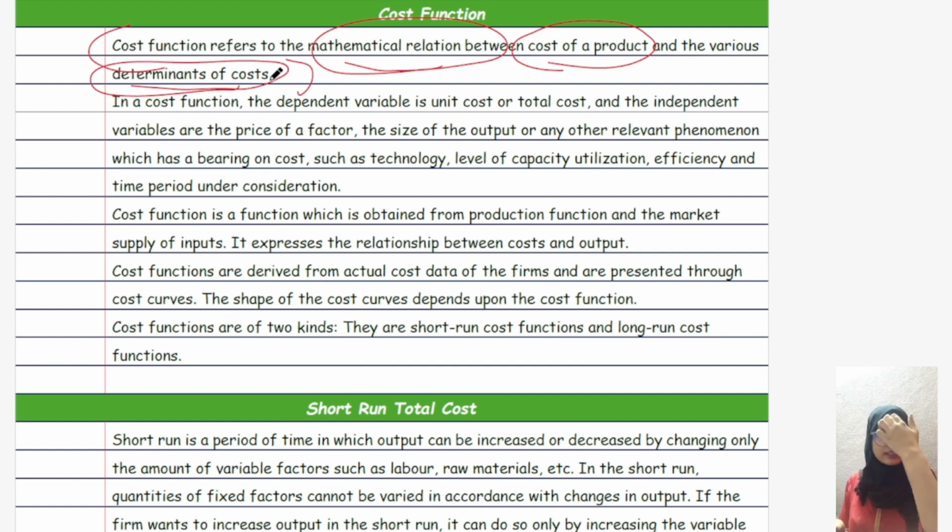We have various determinants of cost, that is, the relationship between the cost of a product. If the cost of a product is 100 rupees and there are various determinants, you will have so many determinants of the cost. What is the relationship between the two? Due to a change in one or the other determinants, the cost of the product will change. That is what the cost function talks about.